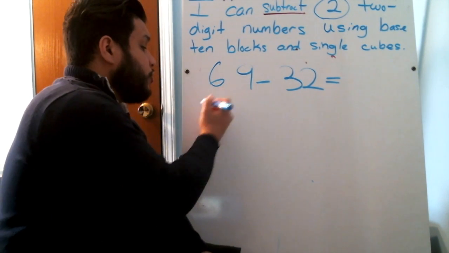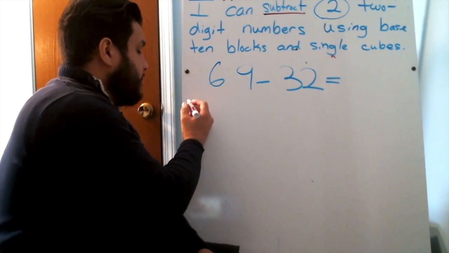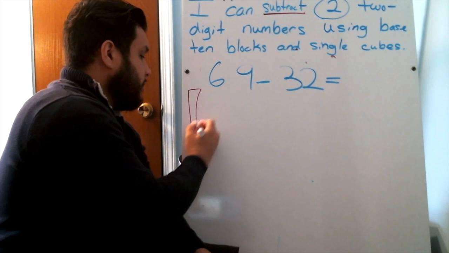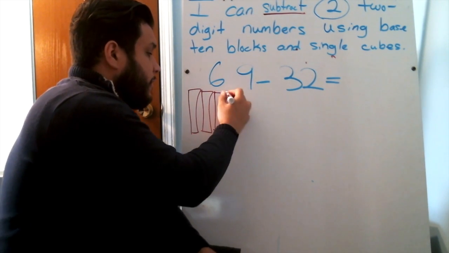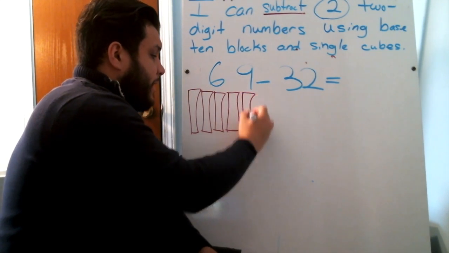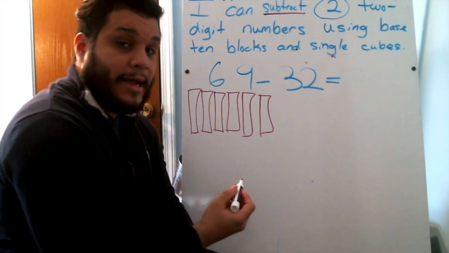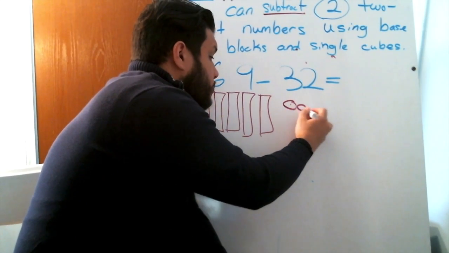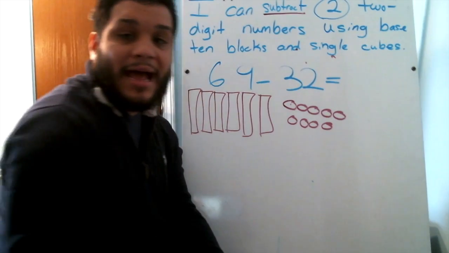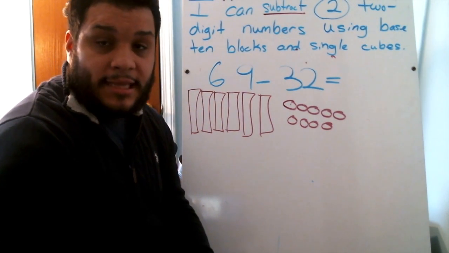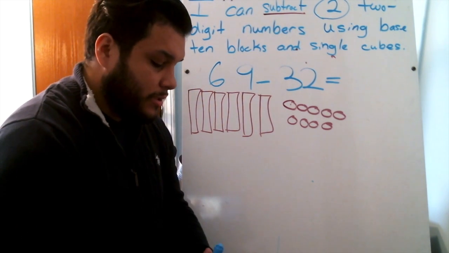Step number 1 is draw a picture. Well, how many tens are in the number 69? 6 tens. So 1, 2, 3, 4, 5, 6. And how many ones? 9 ones. 1, 2, 3, 4, 5, 6, 7, 8, 9 ones. We did step number 1, which was draw a picture.